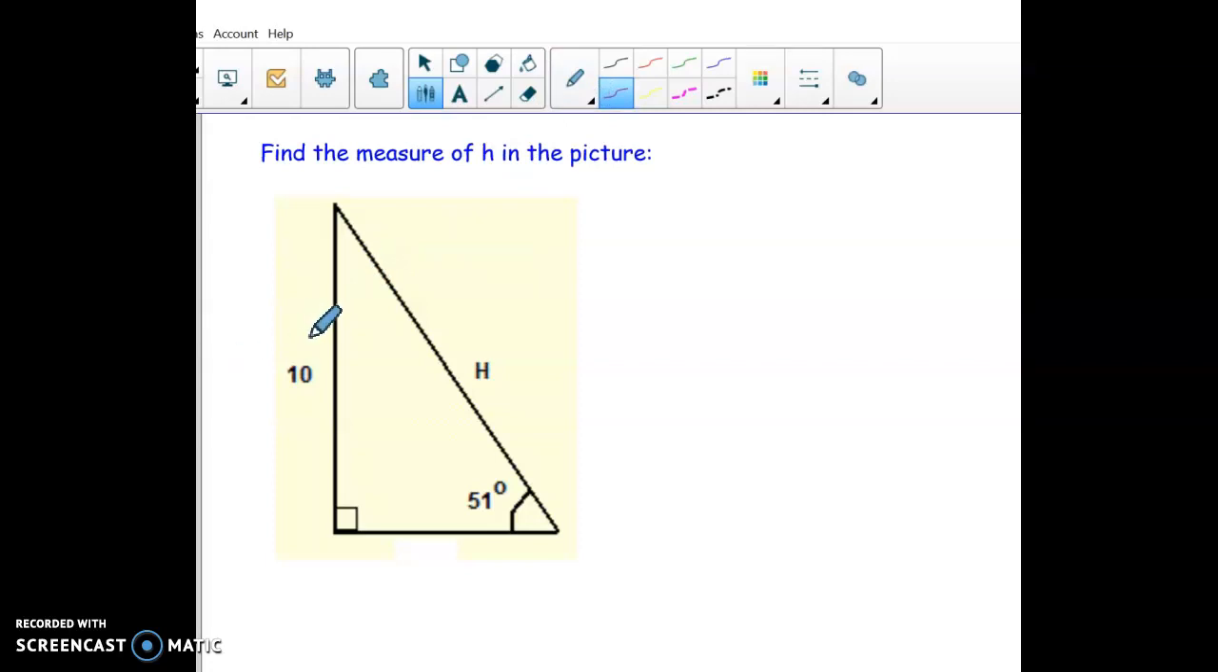So the first thing is, I have to figure out, is it a sine, cos, or tan question? From the angle's perspective, this side is opposite, and this one is hypotenuse. So opposite over hypotenuse is sine. So the setup is sine, and then the angle measure goes here, which we happen to know is 51 degrees, equals the ratio of opposite to hypotenuse.